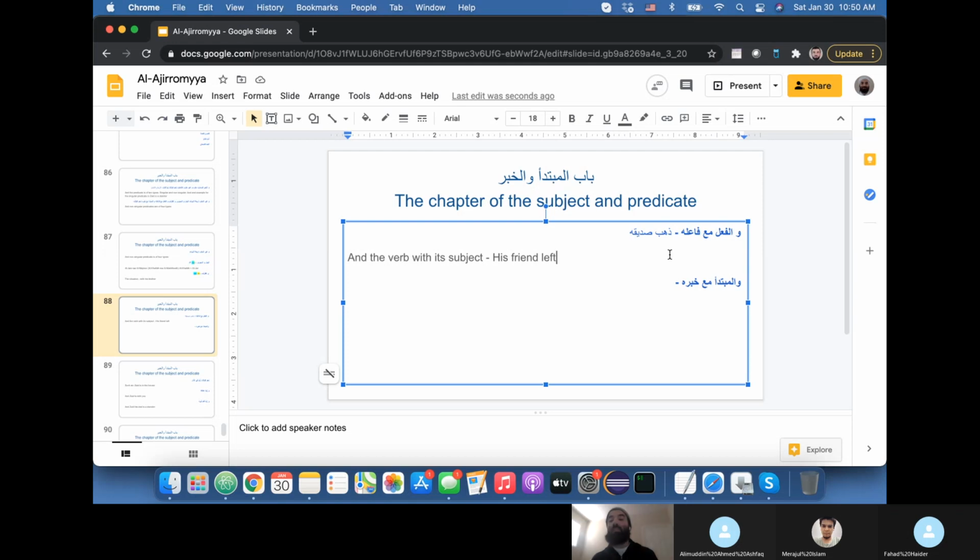The subject of that verb is Zayd's friend, right? So the first subject, meaning the subject of the big sentence, is Zayd, and then the small sentence, which is the predicate of the big sentence, has a subject and a verb. The verb is leaving, and the subject is Zayd's friend, his friend, right? ذهب صديقه. Inshallah, I'll explain that a bit more.